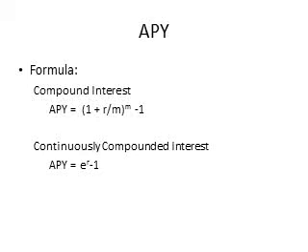Using APY, we have two different formulas, one for compounding interest and one for continuously compounding interest. For compound interest, the formula is (1 plus r over m) raised to the m, minus 1. Continuously compounding interest has a simple formula as well of e to the r minus 1.